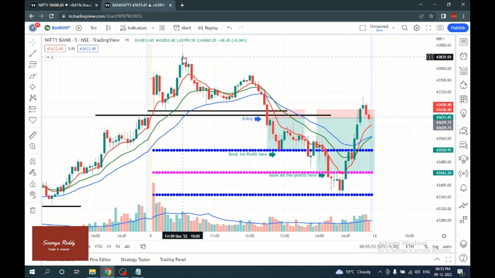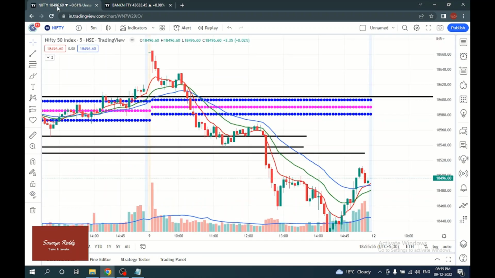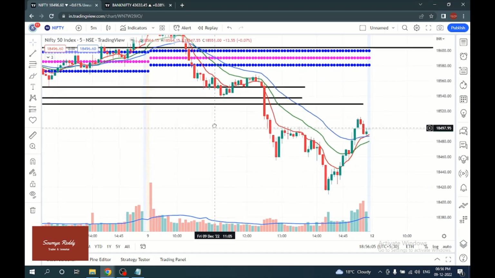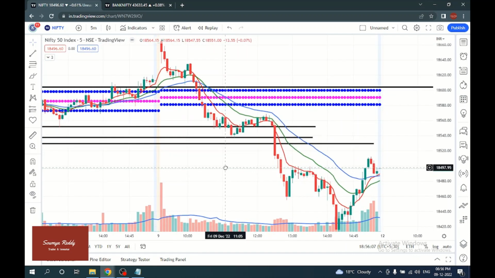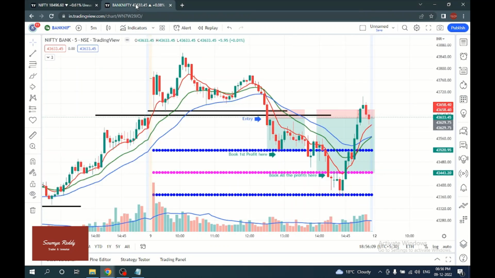Bank Nifty tried to recover a bit, whereas Nifty was very weak today. Very weak. It opened flat gap up, and from the moment it opened, it started to fall. Initially, if you observe, Bank Nifty tried to recover. Because of the IT stocks, Nifty started to fall down and Bank Nifty started to fall.